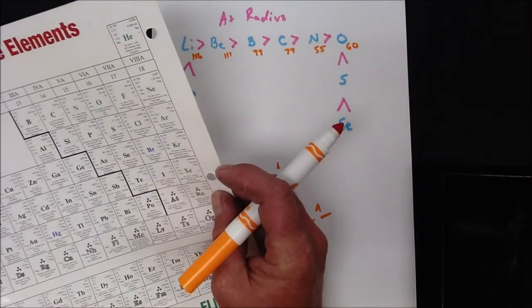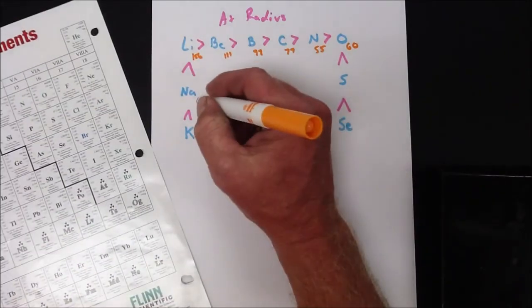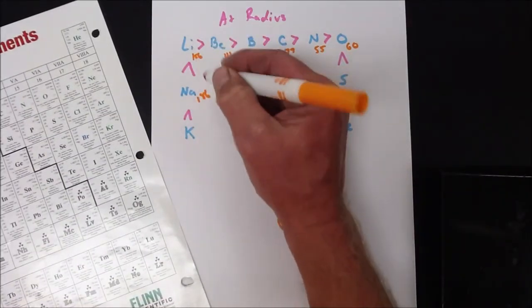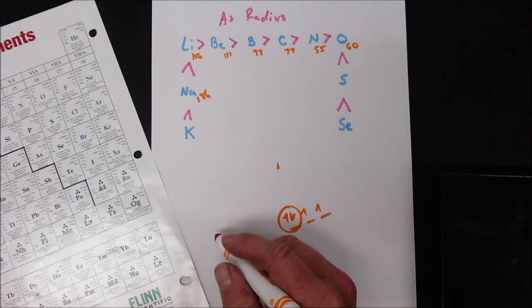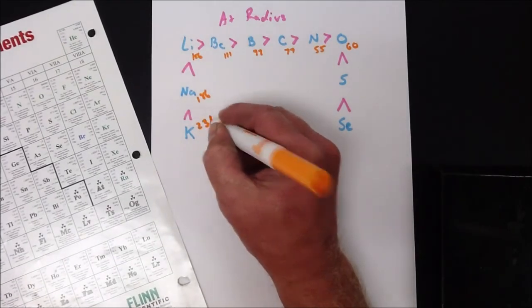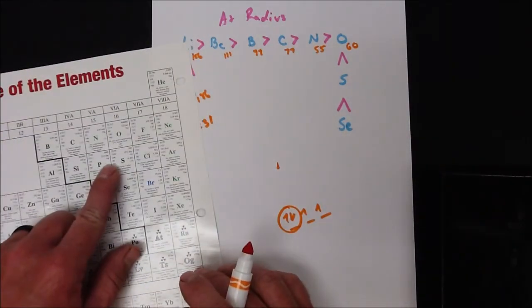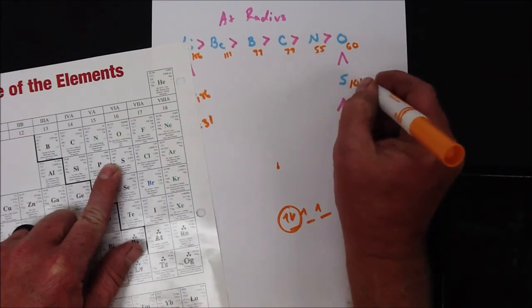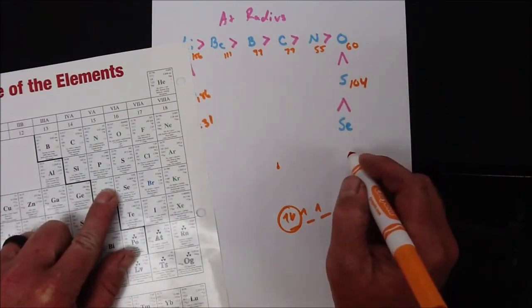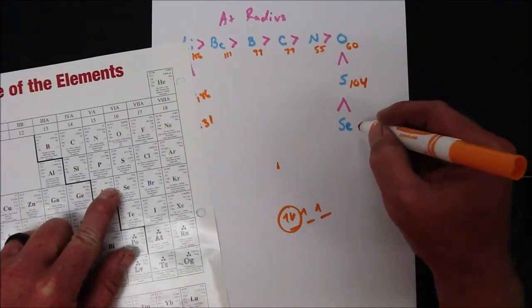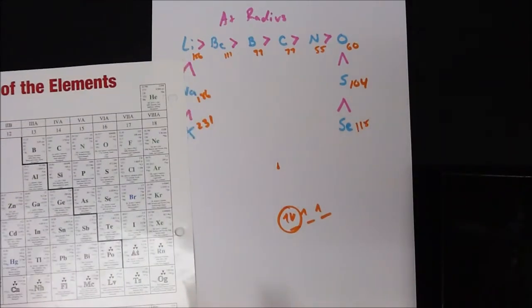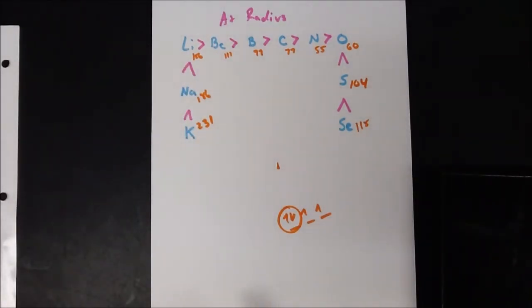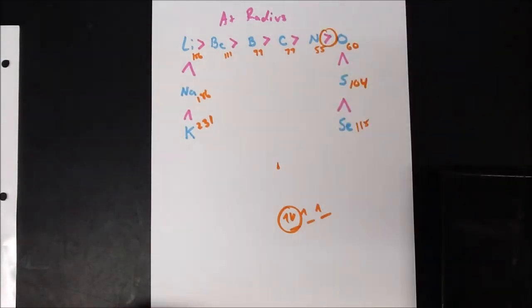As I move down to sodium, I've got a 186, so we're good there. And on down to potassium, 231. Sulfur, 104, and selenium, 115. So again, all predictions there were pretty good. So other than this one space right here, not too bad with regard to the predictions.